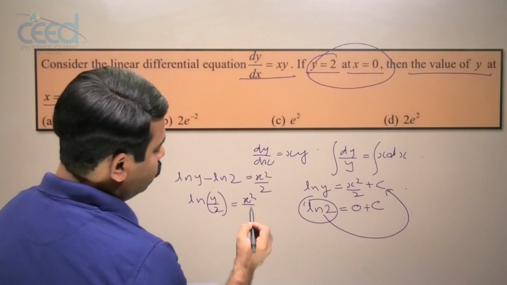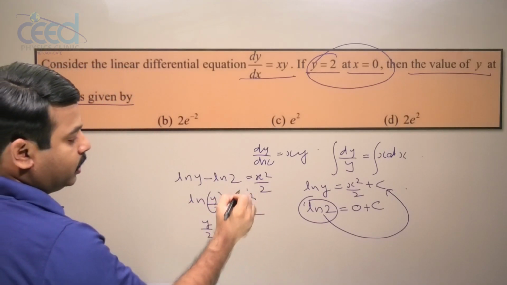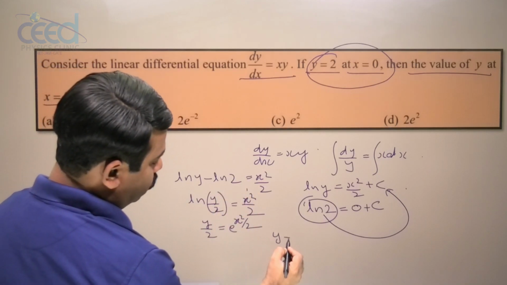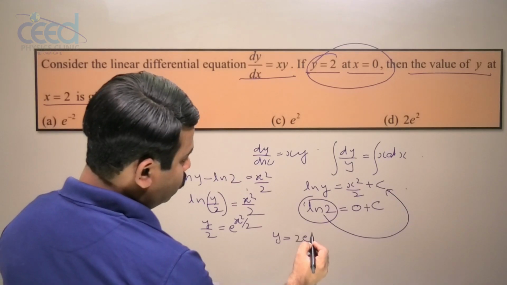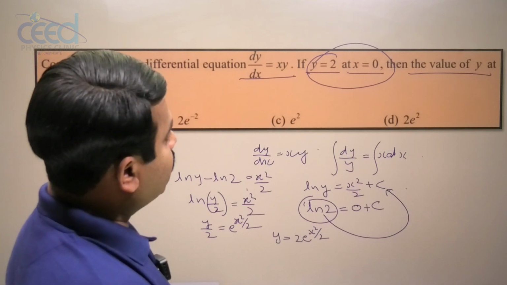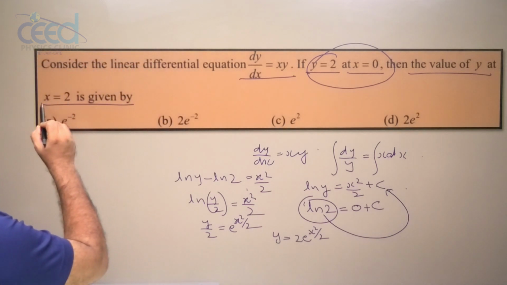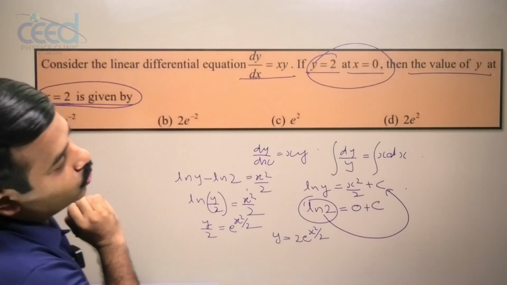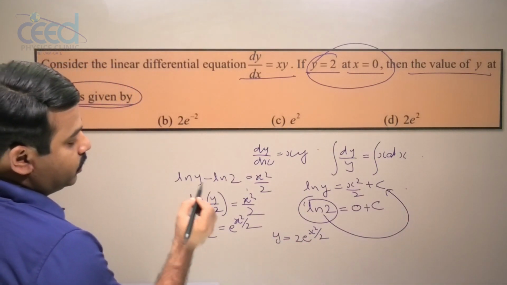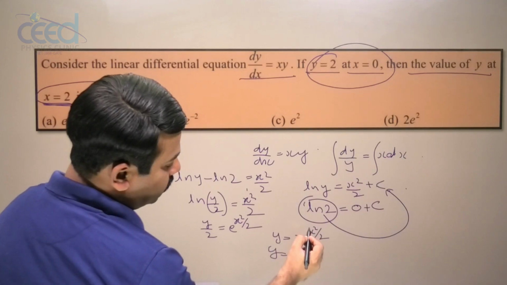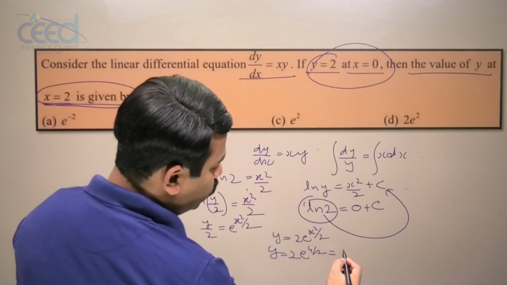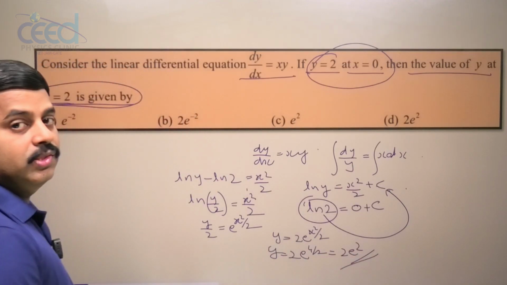Then y by 2, this log goes to this side, that is e raised to x square by 2, am I right? Then y is equal to 2 e raised to x square by 2, right? We need this at x is equal to 2. What is the y value? So put x equal to 2: y is equal to 2 into e raised to 2 square by 2, that is 4 by 2, then 2. So 2 e square is the answer, alright.